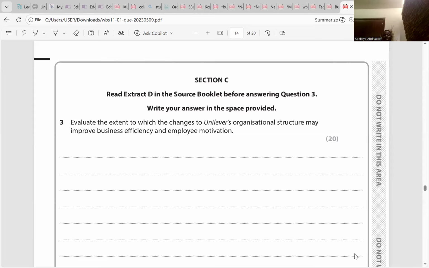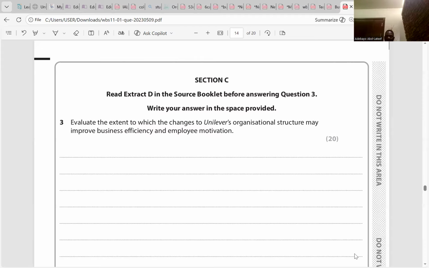So we have a wider span of control. Span of control simply means the number of subordinates under a manager. Another example: the number of subordinates under a manager, that is span of control. For a flatter structure, you have a wider span of control. So here I wrote, a flat structure has a wider span of control and fewer hierarchies.